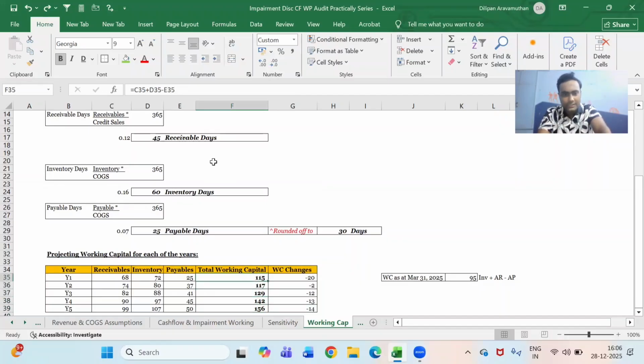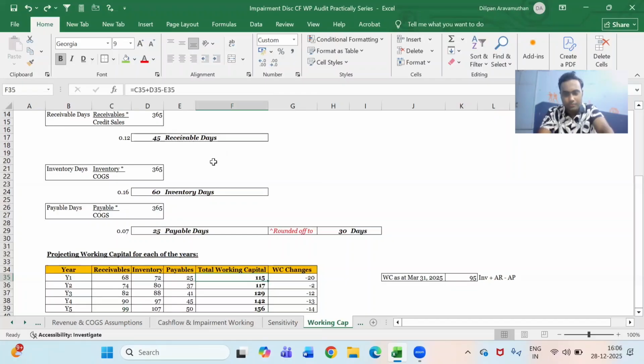So what is working capital, guys? It's the total of receivables and inventory minus payables, because working capital is basically current assets minus current liabilities. So we have done a deep analysis of working capital in one of our earlier videos. You can again check that out. I've attached the link of that in the description. That would be really useful for you. So basically, we've got the working capital numbers.